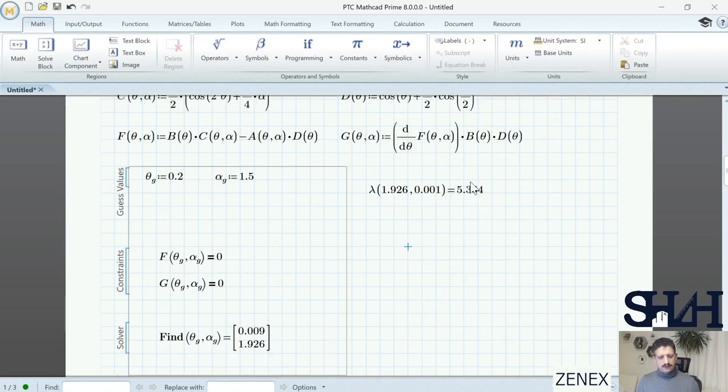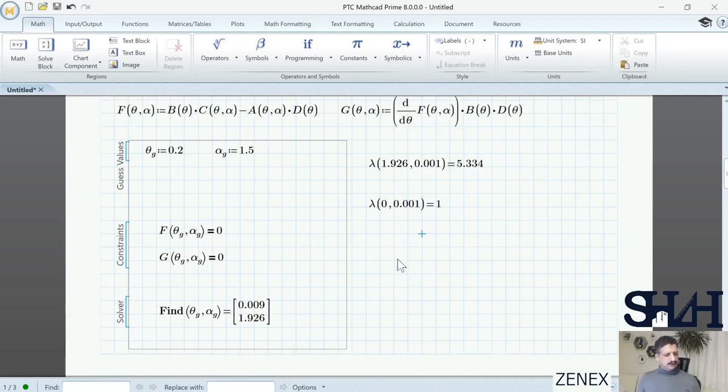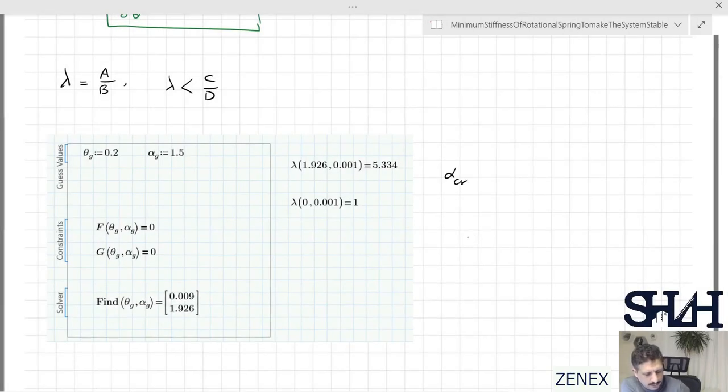Now we can see that it's almost 5.334. This is lambda. And compared to without any rotational capacity, where it was 1, we can see how the bending stiffness would affect the calculation. Here we can see that with the value of alpha being 1.926, the behavior will be changed and also the minimum or the critical load will be increased. So the alpha critical will be 1.926.